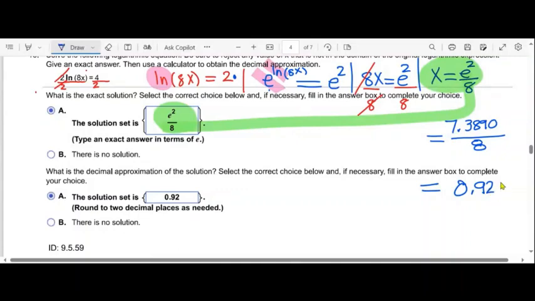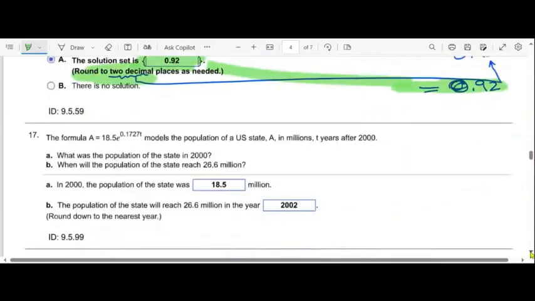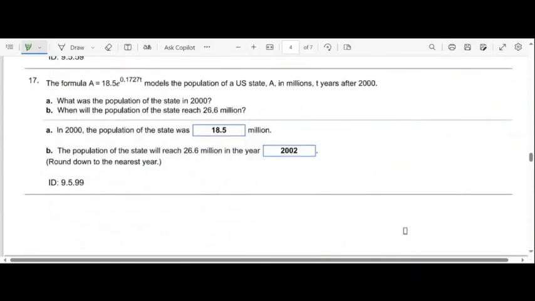0.9236. Now, he's asking if you have two decimal places here. Yes, so only the 9 and 2. Yes, exactly. Is this clear? Yes. So that's your answer. Easy as easy? Easy. All right, good. You understand? Yes. Read the next one, number 17.